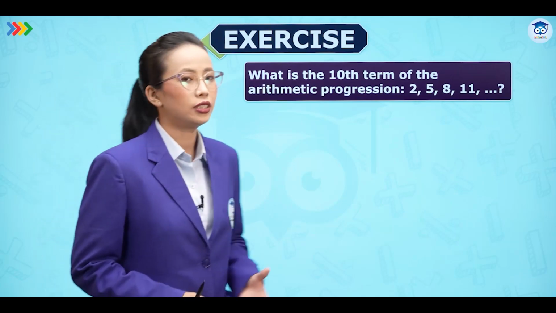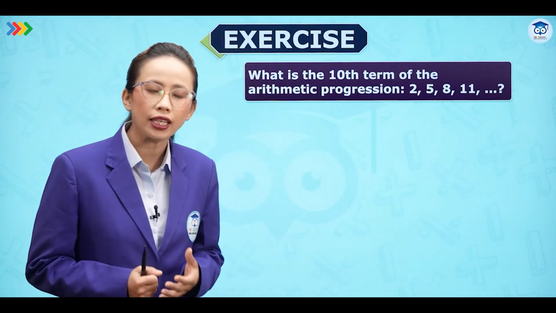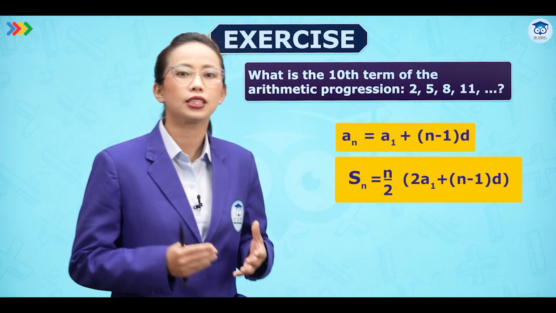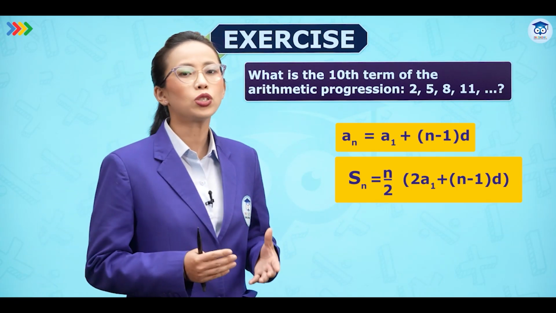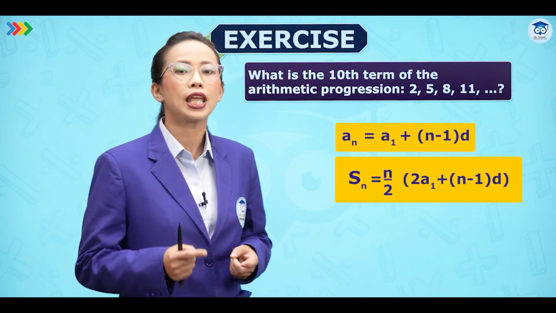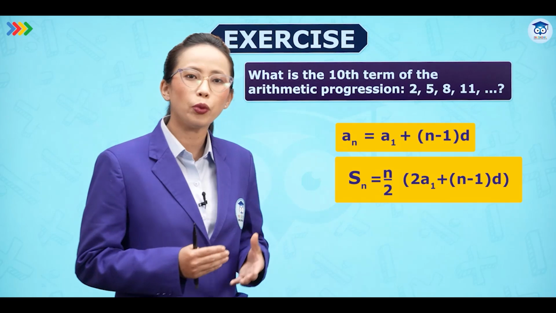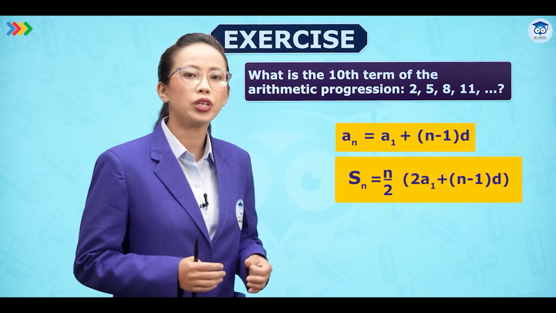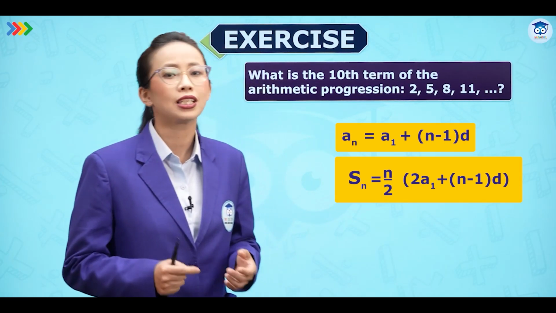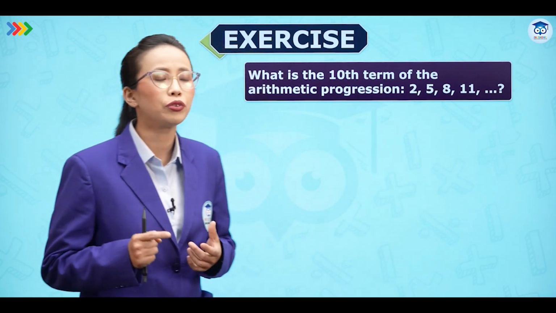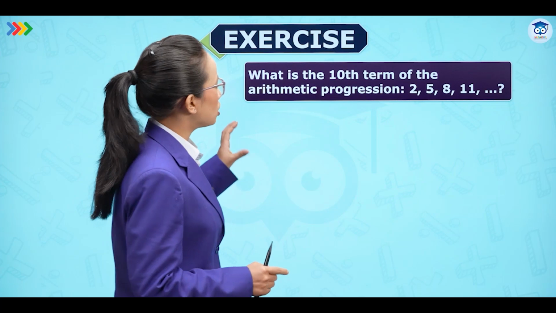We have learned the formula for finding the an term, that is an is equal to a1 plus n minus 1 d. And also we have learned the formula for Sn, the sum of the first n terms, that is n upon 2, in brackets 2 times a1 plus n minus 1 d. So using these two formulas, today we are going to solve the exercises of this chapter.